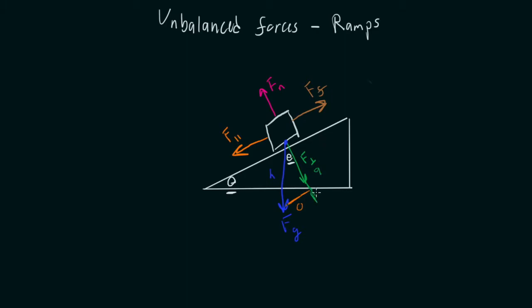So when we solve this, all I need to do is split up my force of gravity properly, and then I will be able to figure out everything from there. Now, the force normal in this problem is going to be the opposite of the force of gravity perpendicular to the plane. It's not going to be the full force of gravity. So that's another thing we're going to have to remember.